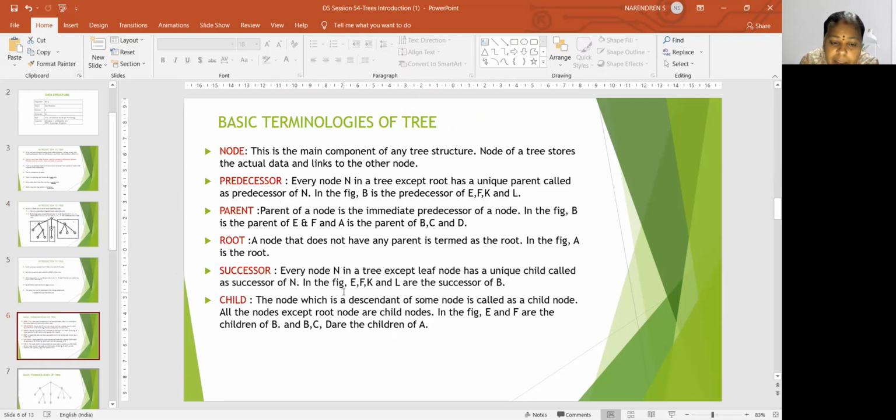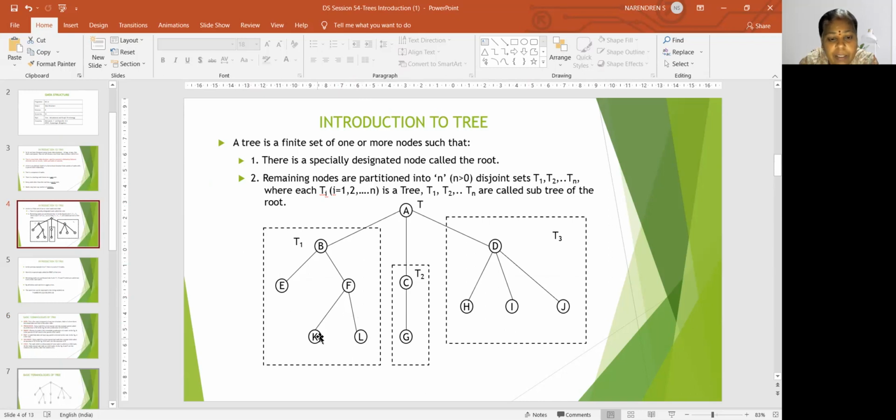Successor, which is the successor? Every node in a tree except a leaf node has a unique child called a successor. For example, E, F, K, and L are the successors of B. Just as we have seen the predecessor, similarly, in the reverse form, we can see the successor. So what are the successors of B? All these are coming under the successor.